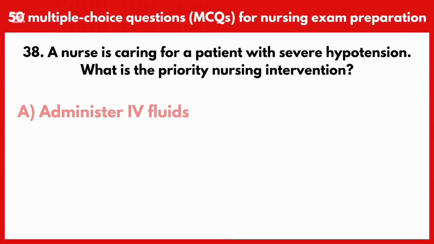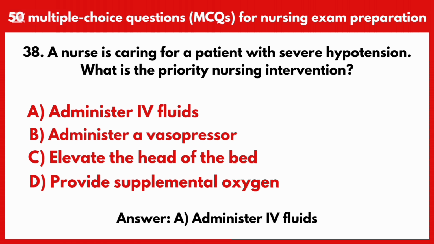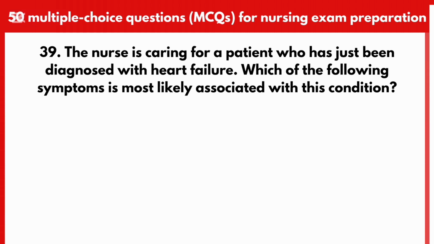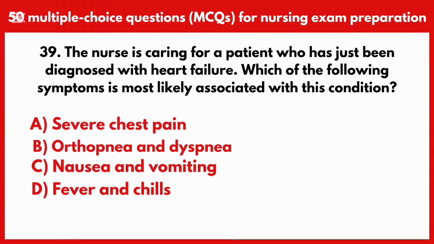A nurse is caring for a patient with severe hypotension. What is the priority nursing intervention? Correct answer is option A. Administer IV fluids.